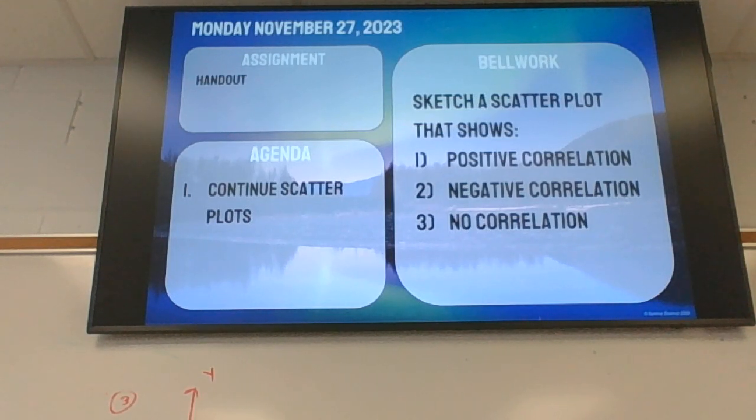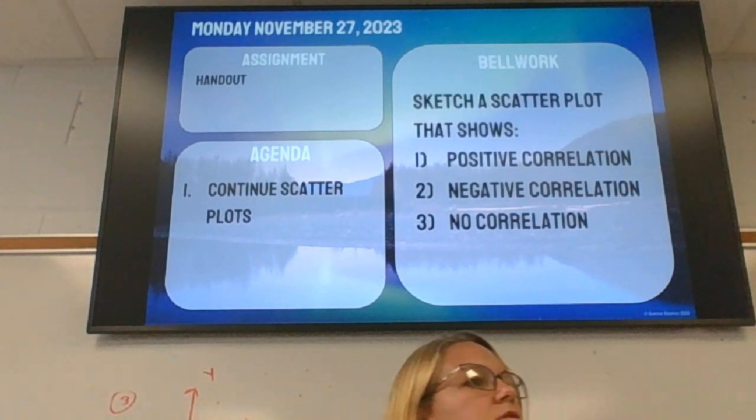A positive correlation starts low and goes high. Negative correlation is downhill, going down from left to right. And then no correlation at all: you just can't see any relationship. Just the stars in the sky.